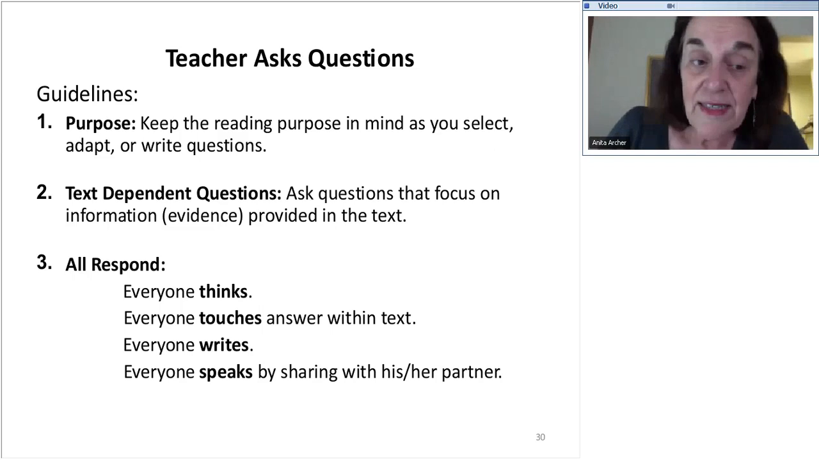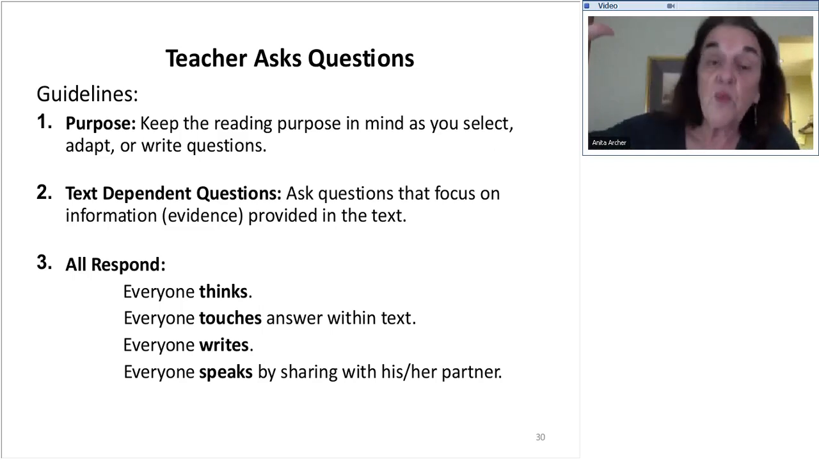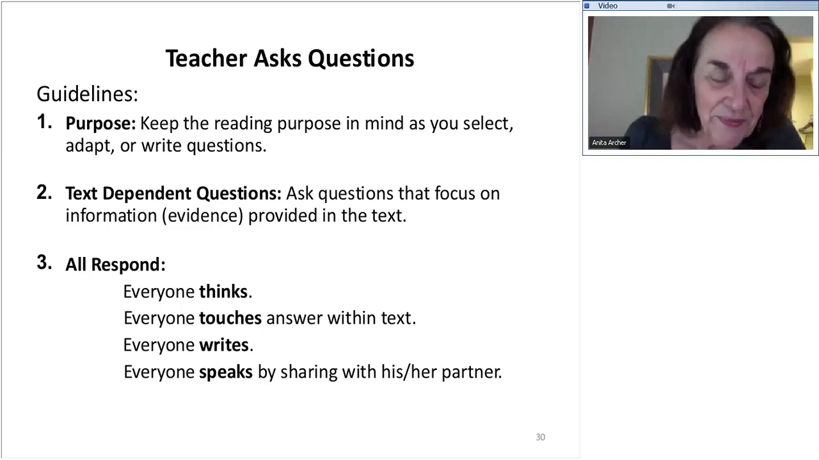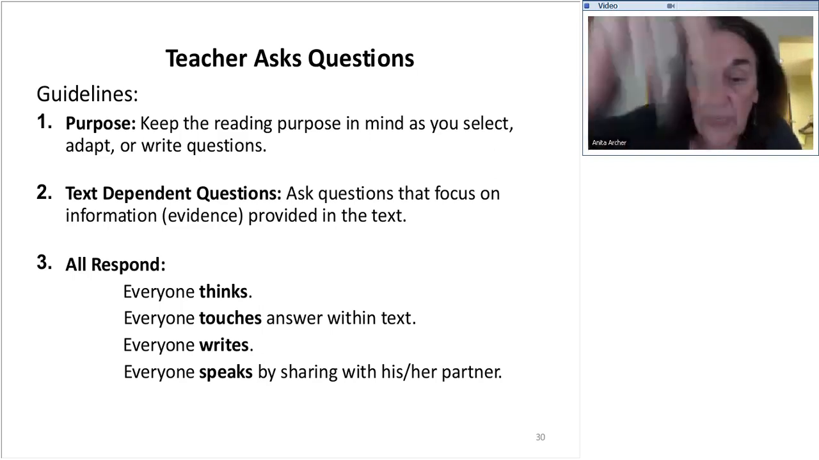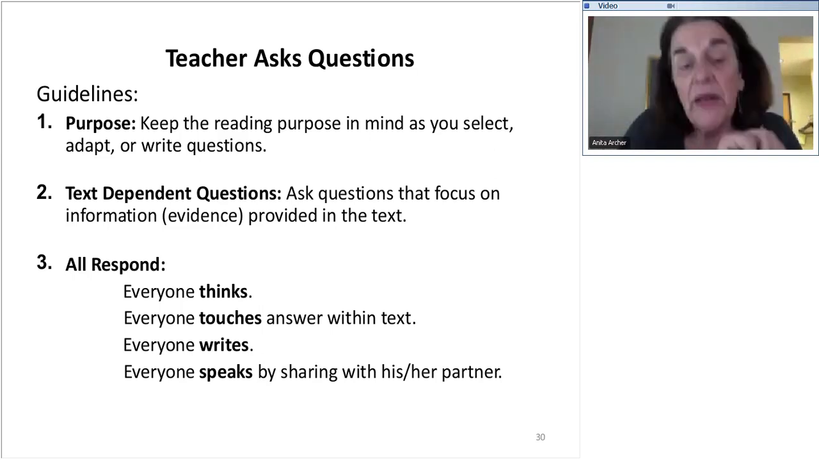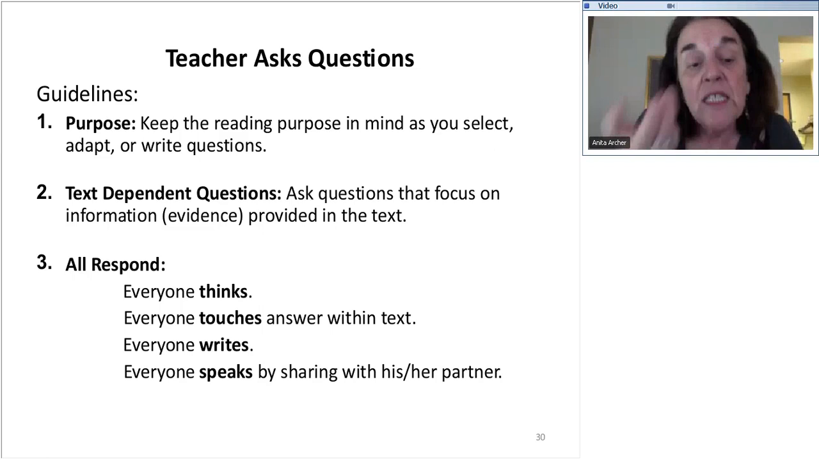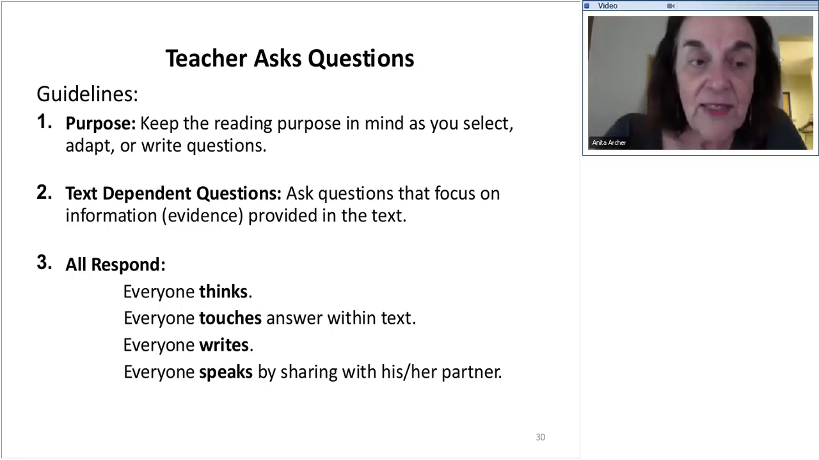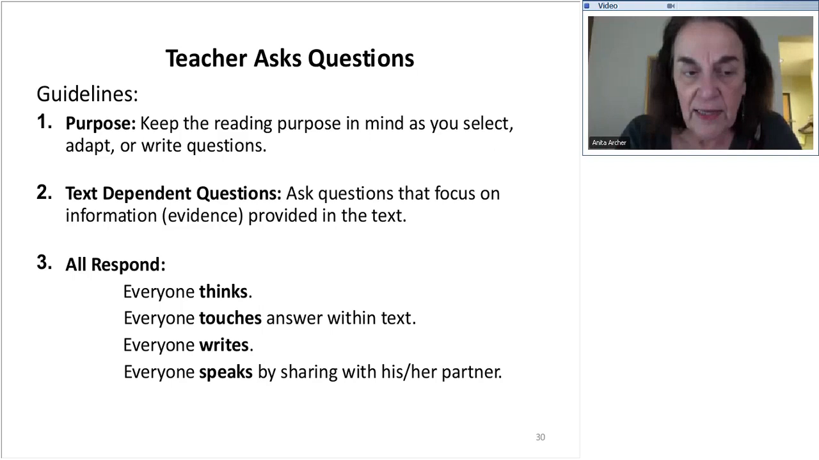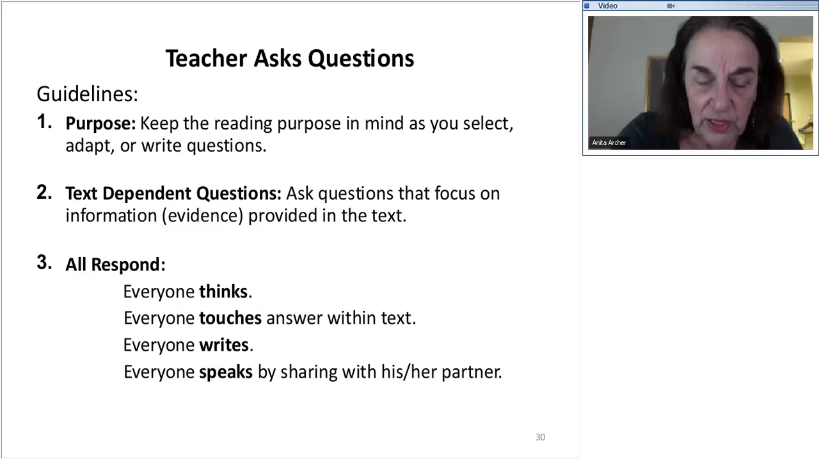And we already talked about this, but I've got to have everybody, not just my gifted one, raise their hand and answer questions on what we've read. I have to make it so that everybody thinks, everybody touches the answer, or everybody writes out the answer, or everybody speaks the answer by sharing it with their partner. So, purpose in mind, text-dependent questions, all students respond.